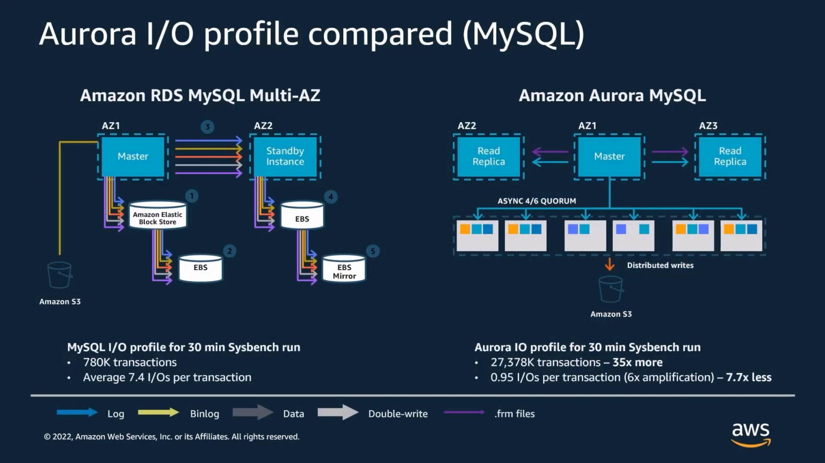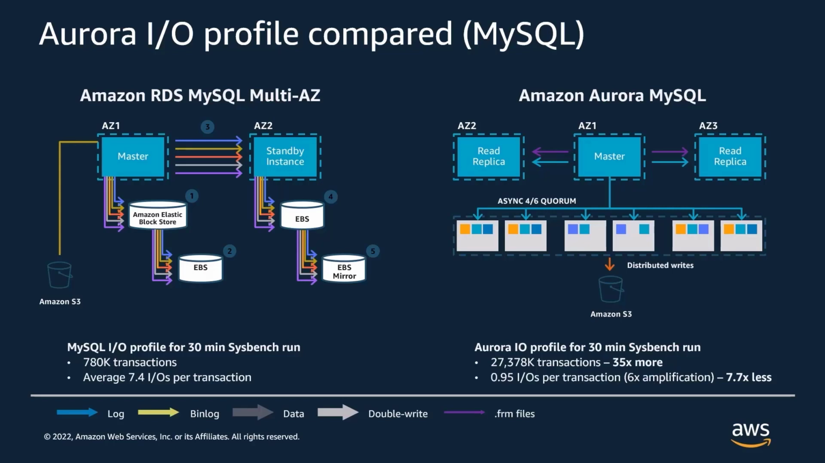So you may be wondering, with all these changes and storage-based efficiencies, how does Aurora I/O profile look like when compared to a more traditional MySQL or Postgres database? A quick comparison of Community Edition of MySQL on the left and Aurora MySQL on the right using a standard 20-minute sysbench test shows us that Aurora MySQL is able to support 35 times more transactions while generating 7 times less I/O, which makes Aurora significantly more efficient in handling high-throughput transactional workloads.